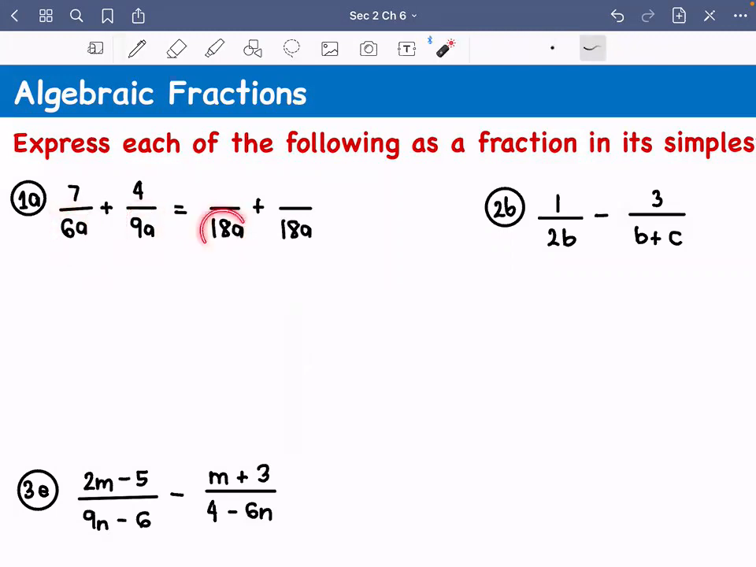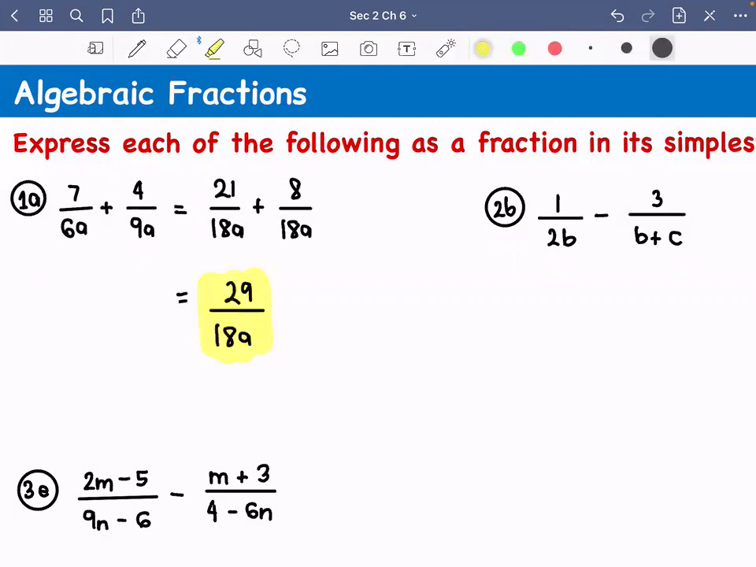And then what's next? 18a divided by 6a. 18 divided by 6 is 3. 3 times 7 is 21. And then 18a divided by 9a is 2. 2 times 4 is 8. So therefore, your final answer here is 29 over 18a. All right, so that's it.